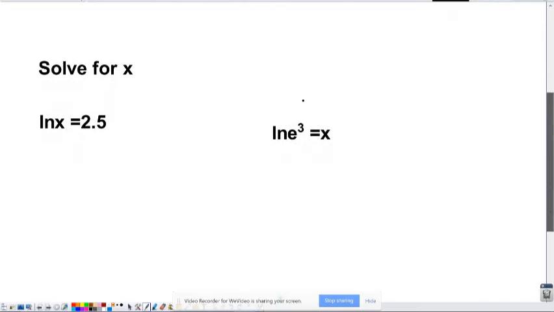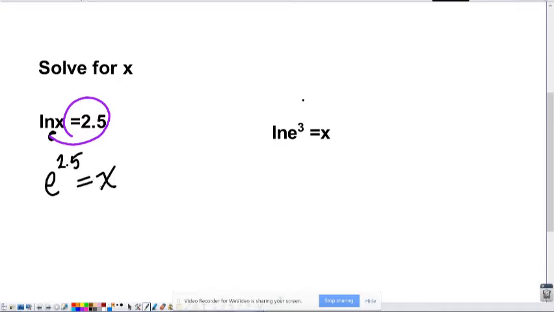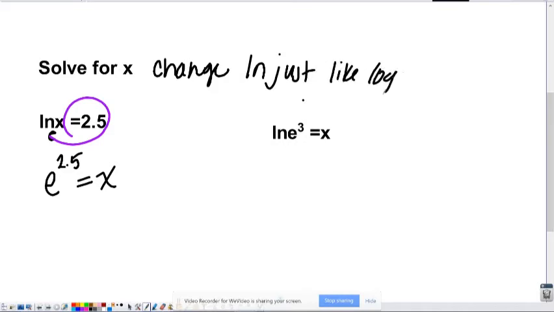So I have two examples here. It says solve for x. Well, I know that the base here is e, so it might help you to write that in, and then hopefully you remember, if you don't know what to do, you can swoop. So now I have e to the 2.5 equals x. So you can change natural log just like we did regular log.